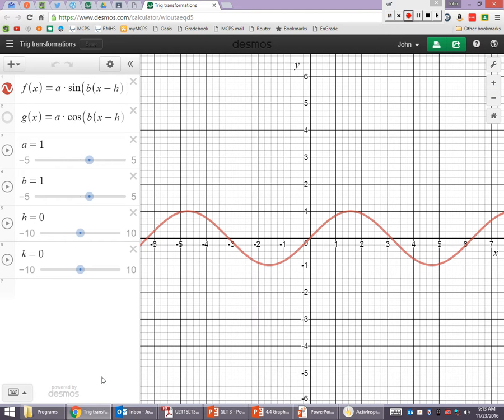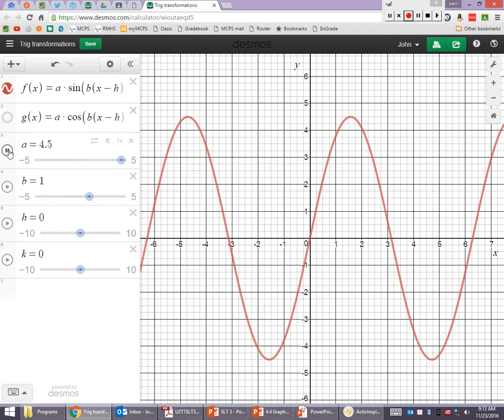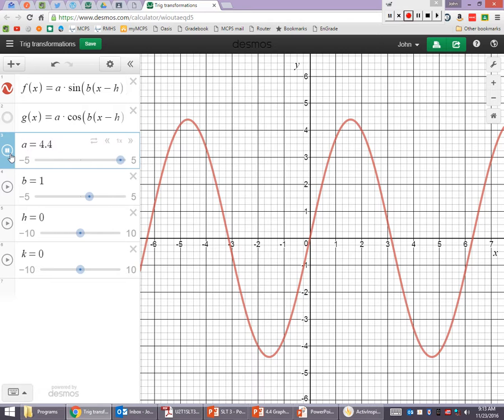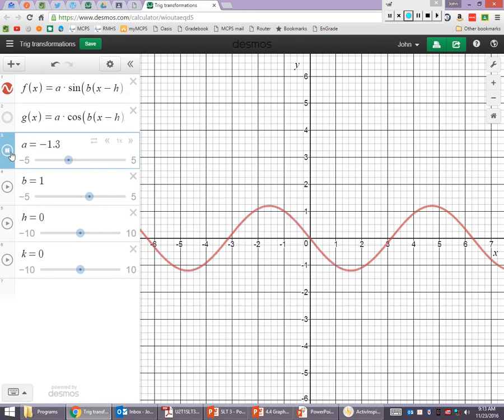There it is. There's sine of x, the graph you graphed in the warm-up today. What happens if we adjust a? If I make a 2 instead of 1, for example? Is that what you expected to happen? Good. What happens if we make a negative 1? Is that what you expected? I want to stop it right at one.